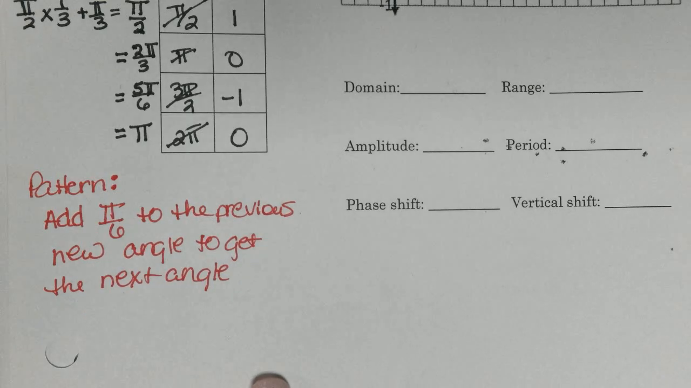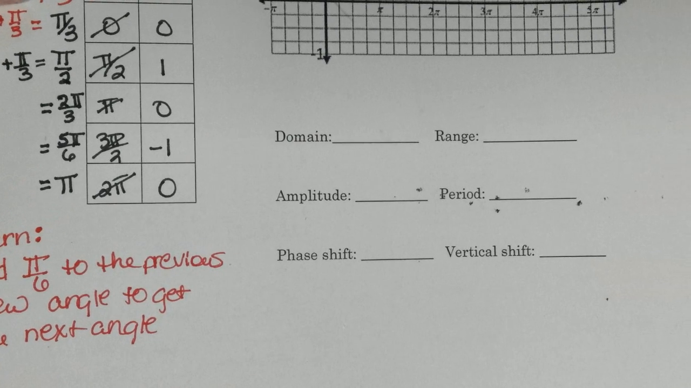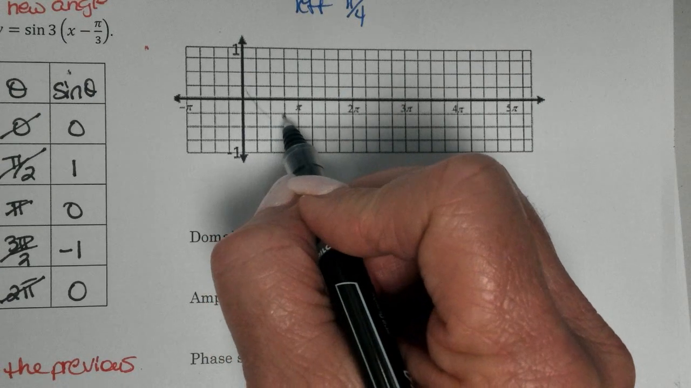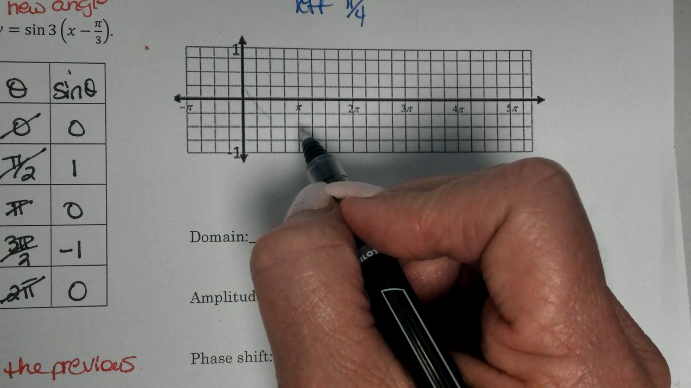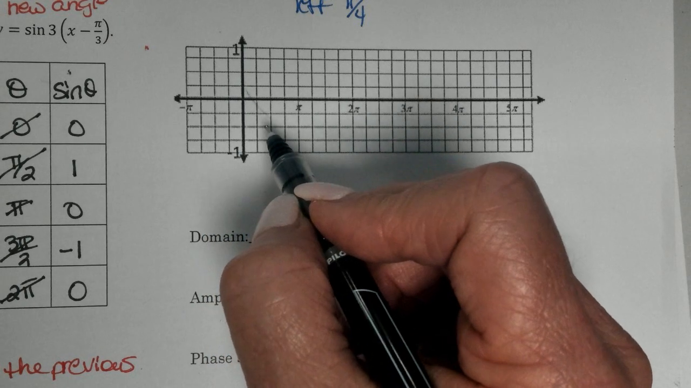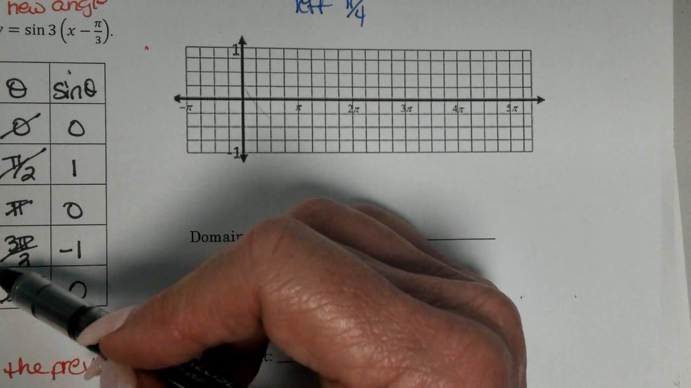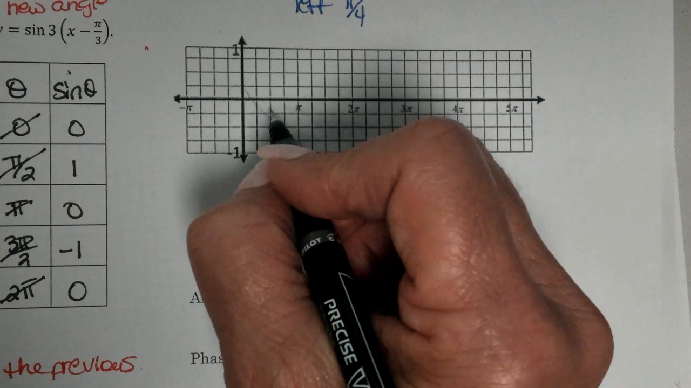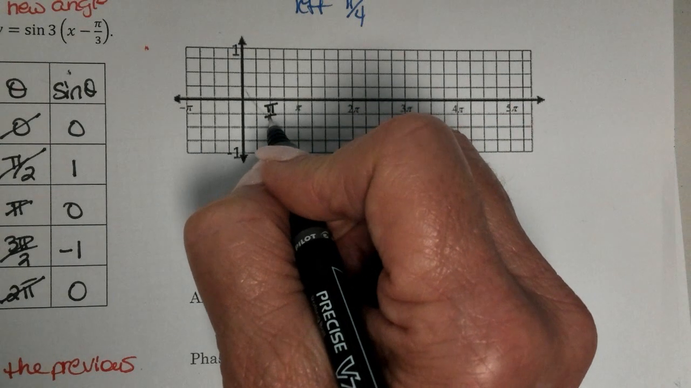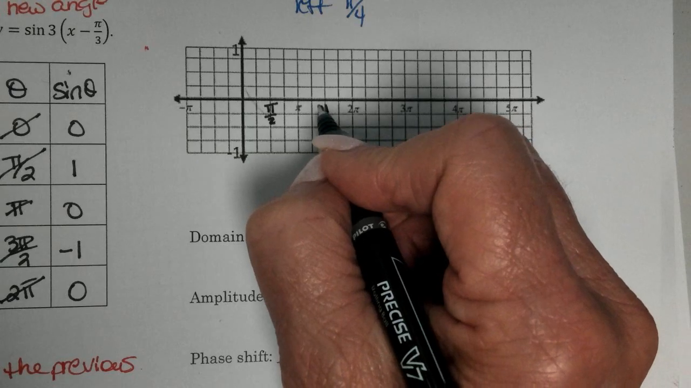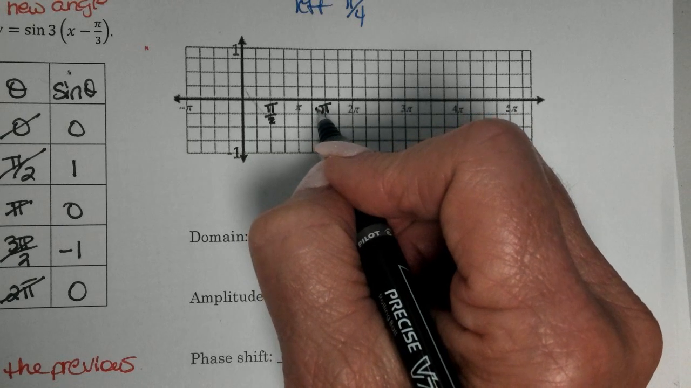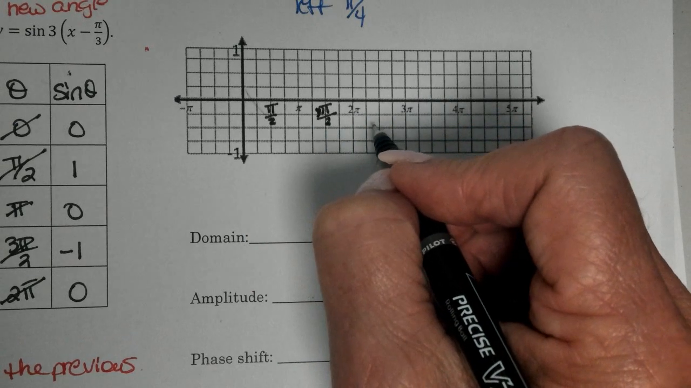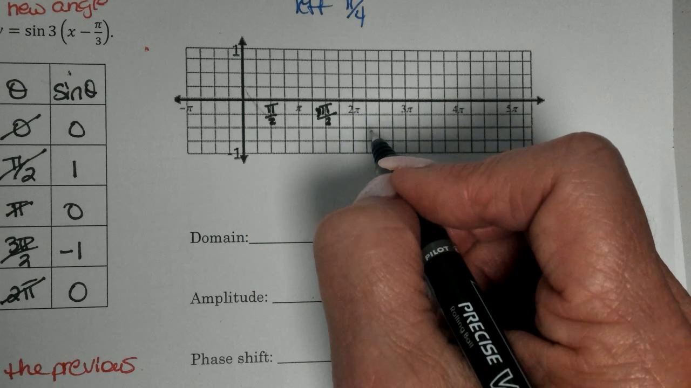So then when we go to plot these points, since all of these are by pi over 4s, we're going to have to be pretty careful about where we plot these points, okay? Because these are pi over 3 and 6. So I know this one is pi over 2. This one would be 3 pi over 2. All right, so we've got that going.